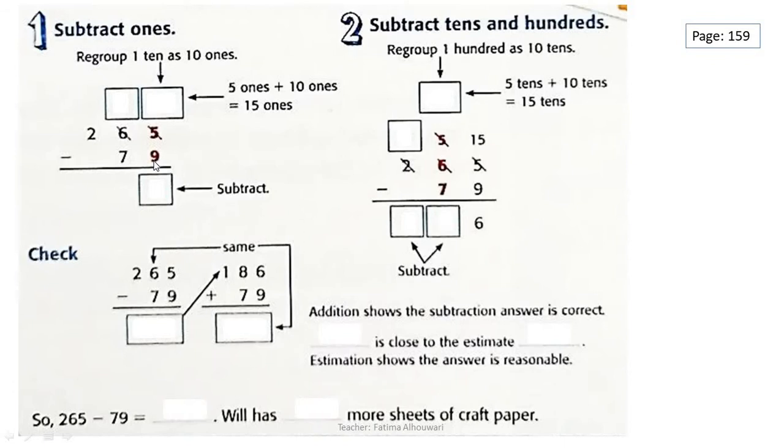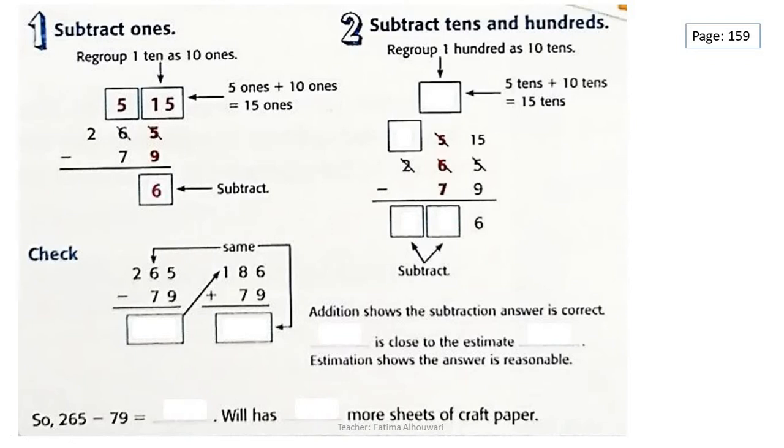Can we subtract 9 from 5, grade 3? Of course, no. So we have to regroup. We have 6. So we will cross out 6. It's going to be 5. And this 5 is going to be 15. So 15 minus 9 equals 6.